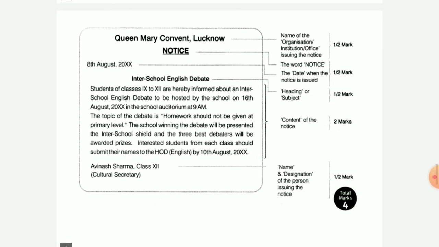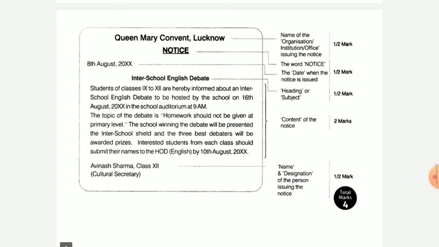So let me explain what is written in this particular notice. Students of classes 9 to 12 are hereby informed about an inter-school English debate to be hosted by the school on 16th August. Then a year you can specify, or you can write in this way. Now where it will be, the place or the location, it is the school auditorium, and it will be at 9 a.m., very important. And what is the topic of that English debate? Homework should not be given at primary level. Now dear students, this topic I have given. If you want, you can change this topic, and any topic that you like, you can give that.